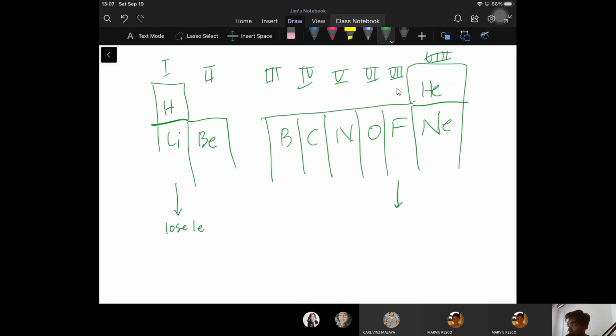So ano yung idea natin doon? That group 7 atoms, no, would prefer to gain 1 electron instead, no. Okay. So group 1, it will lose 1 electron. Group 7, it will gain 1 electron.